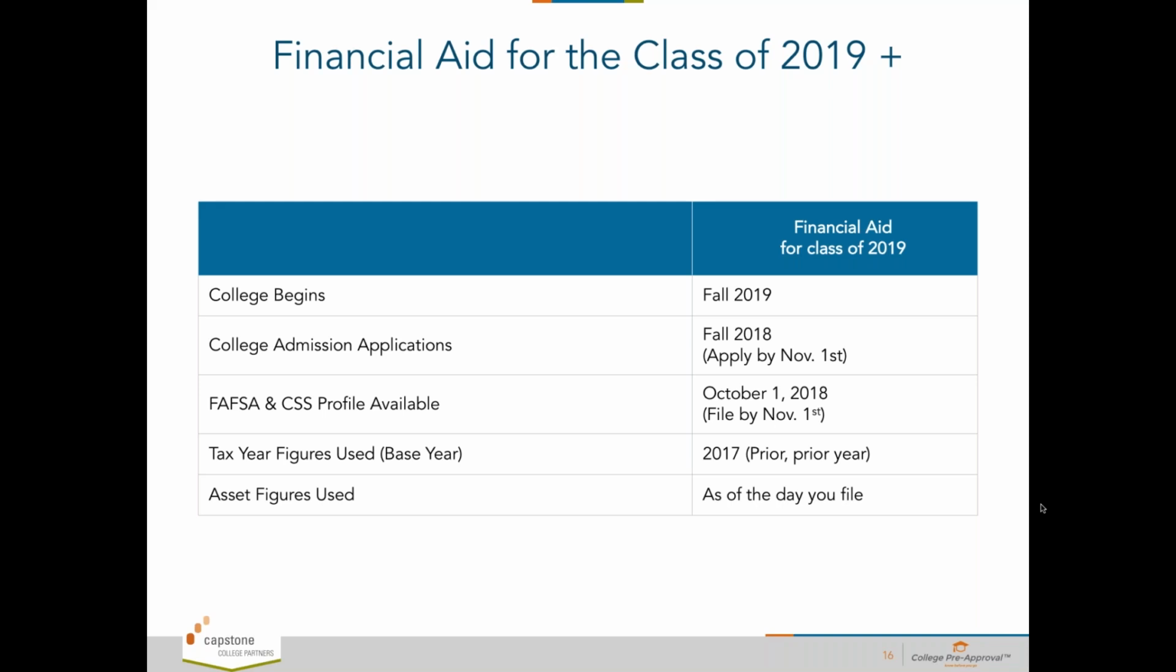So the timeline, the FAFSA and the CSS Profile both become available October 1st, so that's a commonality there. We get all of ours done in October for our first-year students. And one of the keys I wanted to bring up as well is that your freshman year is the most important piece here.